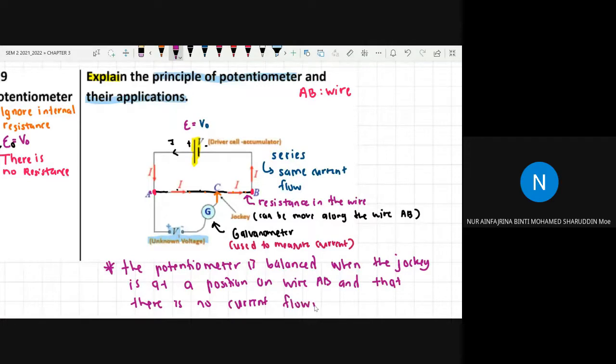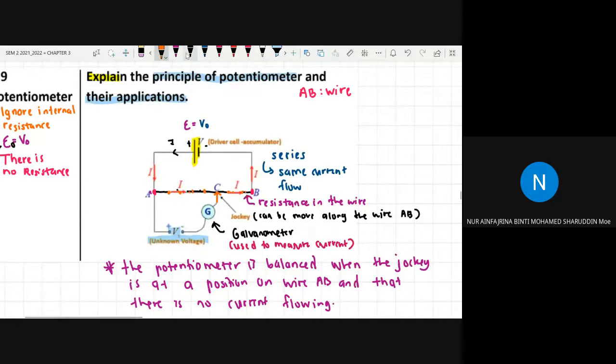Okay, what does it mean? Maksudnya, now, kan Miss dah cakap, I can move my jockey along the wire AB. So Miss akan move dia. Contohnya, Miss move dia ke sini, ke sini, ke sini, dan ke sini. I try to move it along wire AB.